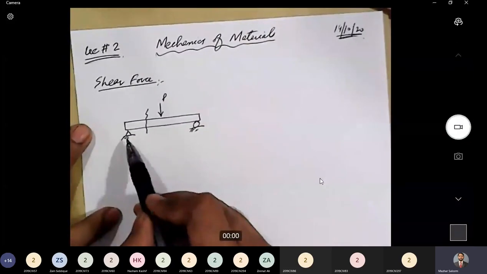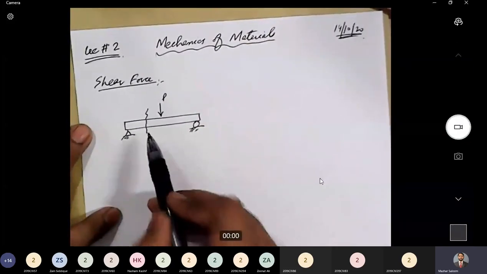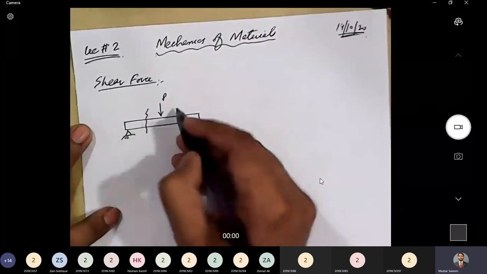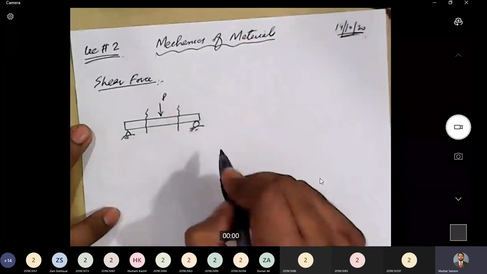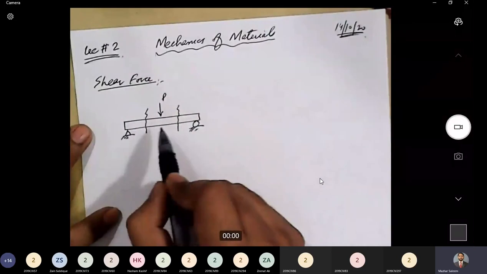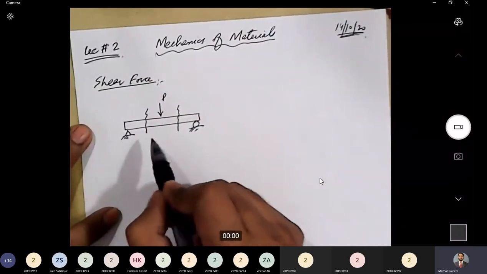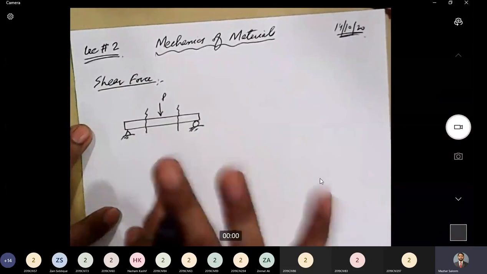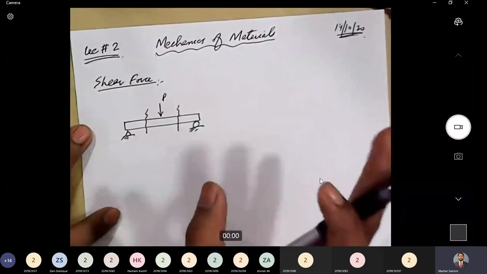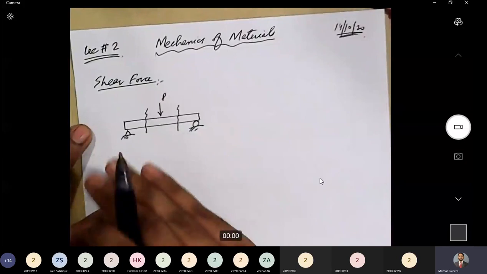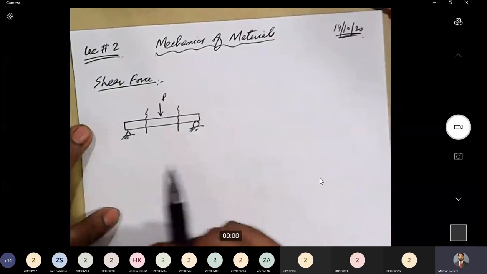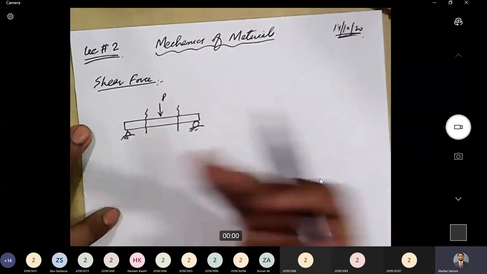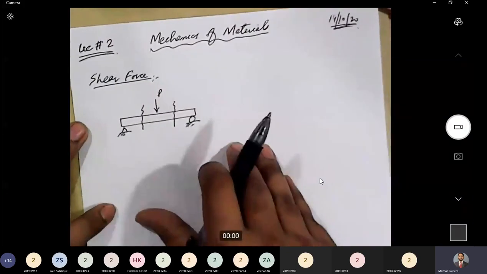The value of shear force is always calculated for a particular section. The value of shear force at this section will be different than the value of shear force at this section. Within a certain region or portion of a beam, the shear force may be constant, but as a beginner, we do not know what the situation will be. So every time we will be calculating it for a particular section. And we will be dividing the beam into certain portions. In a short while, we will discuss that.